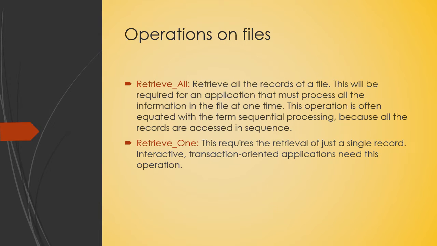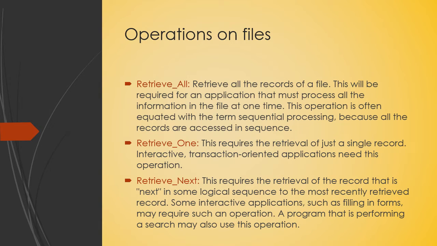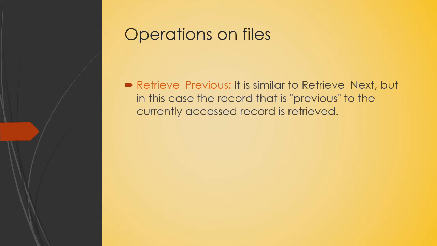Retrieve one. This requires the retrieval of just a single record. Interactive, transaction-oriented applications need this operation. Retrieve next. This requires the retrieval of the record that is next in some logical sequence to the most recently retrieved record. Some interactive applications, such as filling in forms, may require such an operation. A program that is performing a search may also use this operation. Retrieve previous. It is similar to retrieve next, but in this case the record that is previous to the currently accessed record is retrieved.